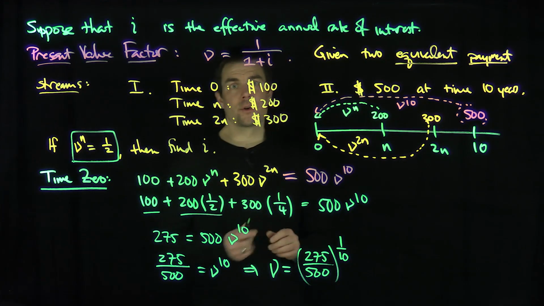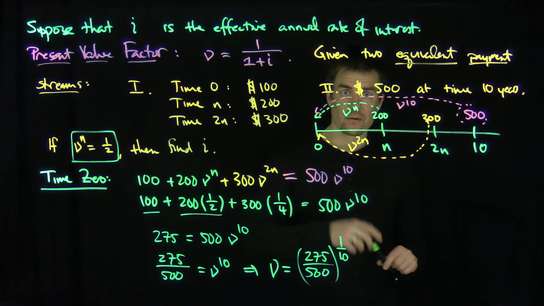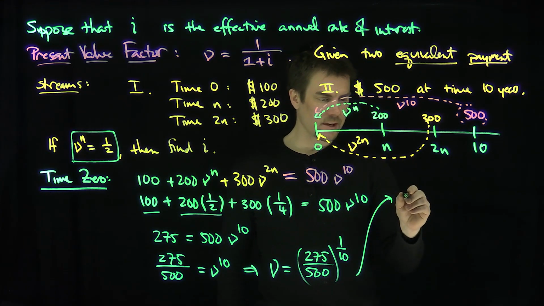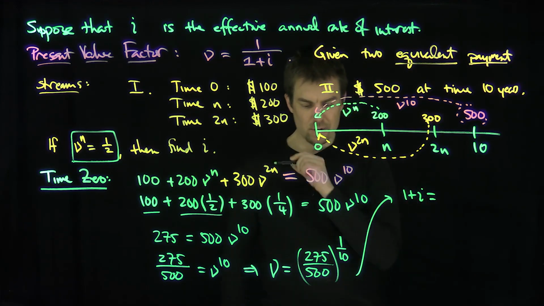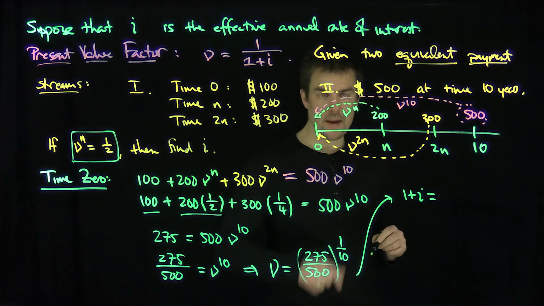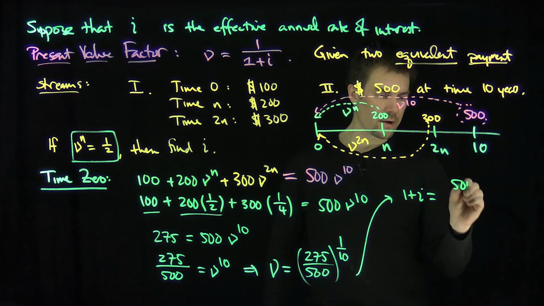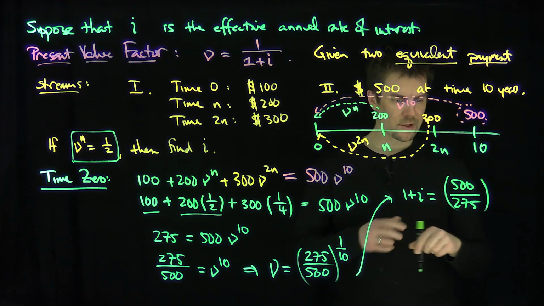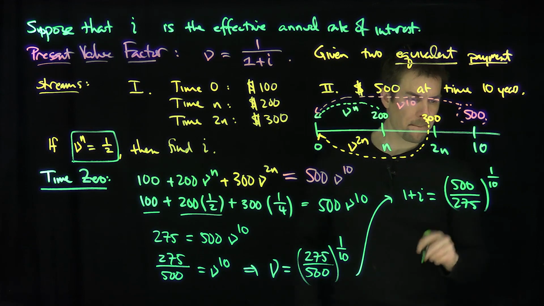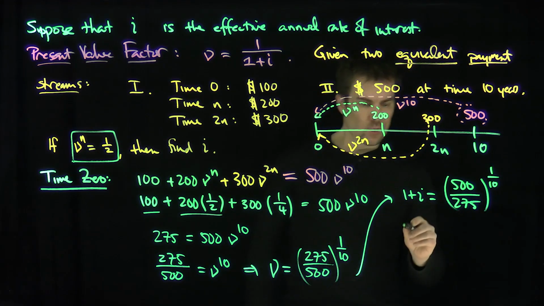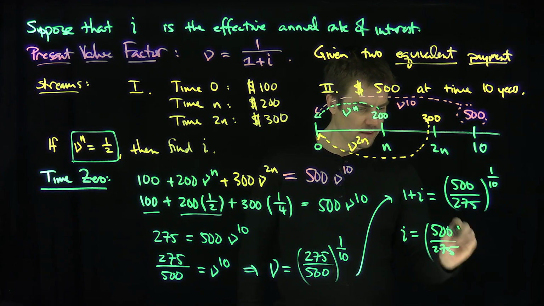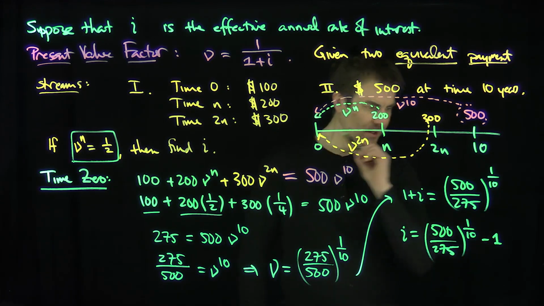And now, of course, what is nu? We know that nu is 1 over 1 plus I, so I have to take the reciprocal of this thing over here. So take the reciprocal of both sides. If I take the reciprocal of both sides, that says that 1 plus I is going to be the reciprocal of this thing. We take the reciprocal of a fraction, what happens? It just flips. So this is going to be 500 over 275 to the 1/10 power. And then we subtract 1. So I is going to be this number over here, 500 over 275 to the 1/10 power minus 1.